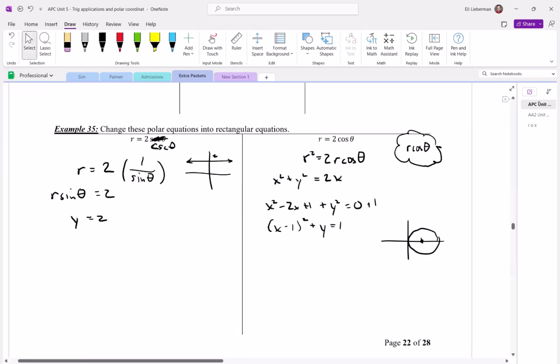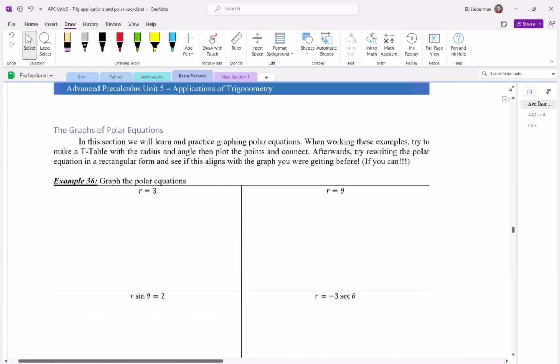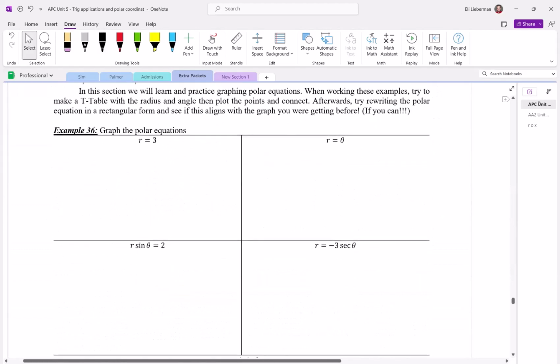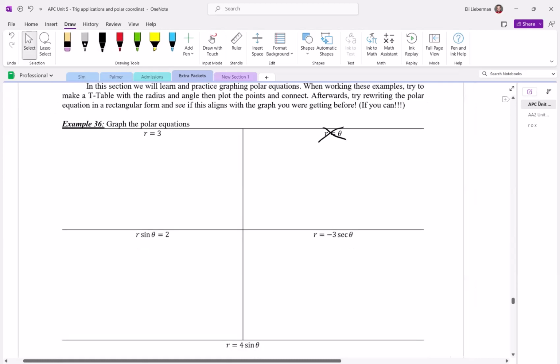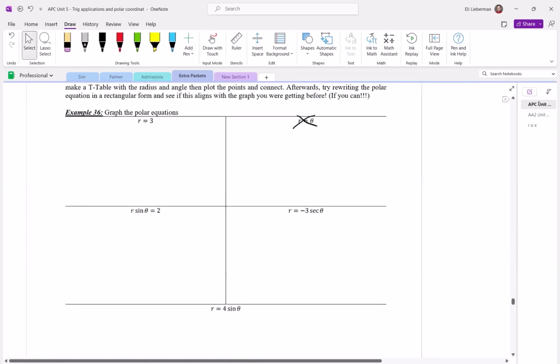Okay, we're going to do a few more problems just for some practice. In this case, it's saying to graph them. I'm going to tell you not to do r equals theta. Let's do the rest. Take some time to turn this off and see if you can do what we just did and apply it to graph all of these. I'm going to go ahead and do them all.